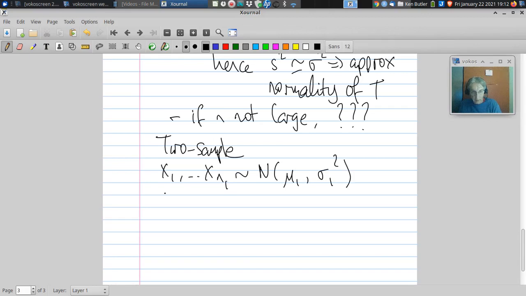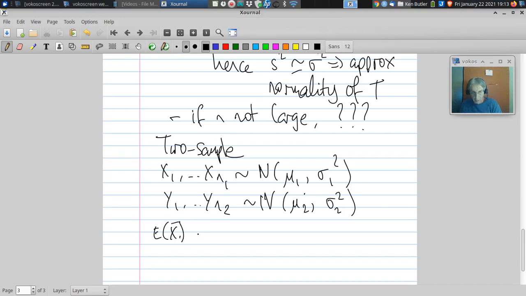We have a second sample called y1 up to yn2. These can be different sample sizes, and those are normal mu2 and sigma 2 squared. So we're assuming nothing here apart from the fact that these are normal. They could have different means and they could have different variances. So let's think about some stuff that we can do.